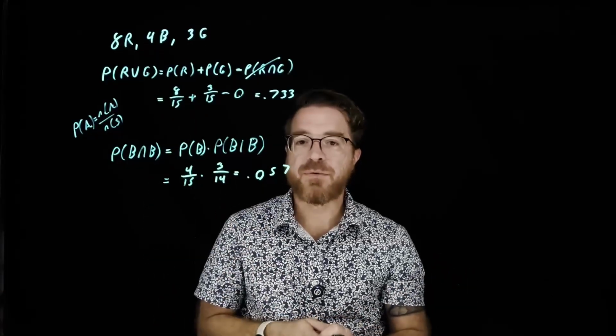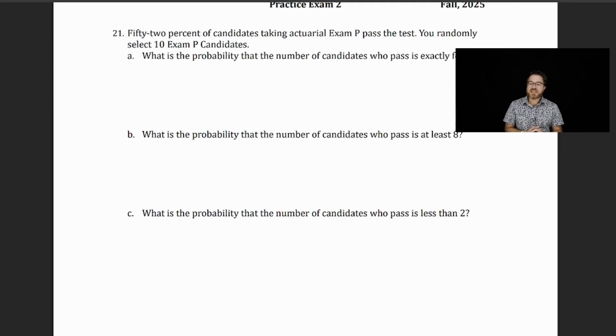So the probability that I would get 2 blue balls in a row with this scenario in this urn is 0.057. Problem 21 says 52% of candidates taking the Actuarial Exam P pass the test. You randomly select 10 Exam P candidates. Question A asks, what is the probability that the number of candidates who passed is exactly 4?